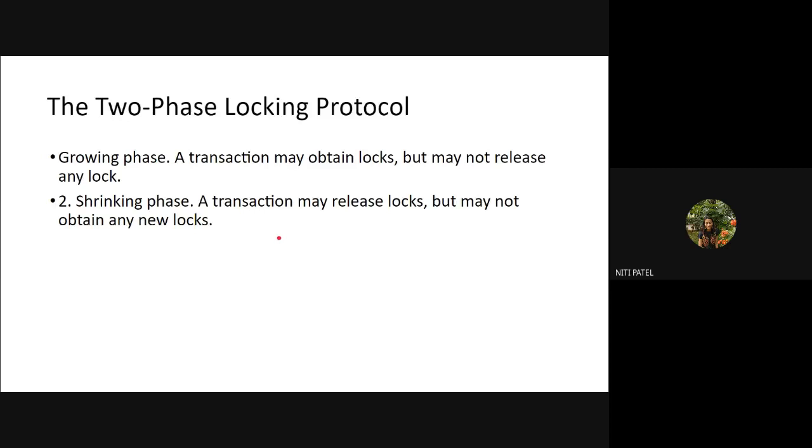Okay. Now let us see the next topic, the two-phase locking protocol. What does two-phase locking protocol mean? Whenever locks are acquired by a transaction, they are acquired in two phases. The first one is the growing phase and the second one is the shrinking phase. What does growing phase mean? A transaction may obtain locks but cannot release any lock. So in the growing phase, if I want locks on data items A, B, and C, I will acquire them immediately.